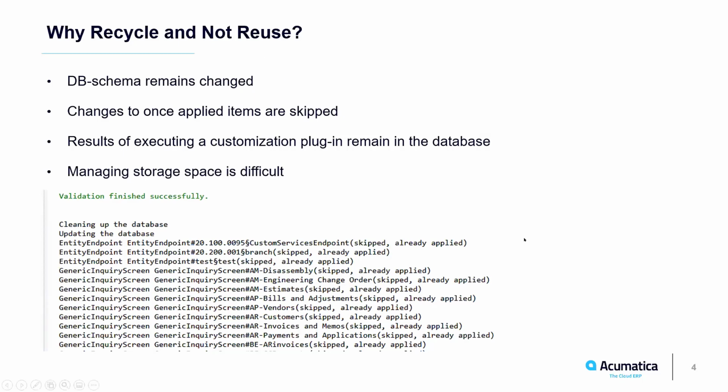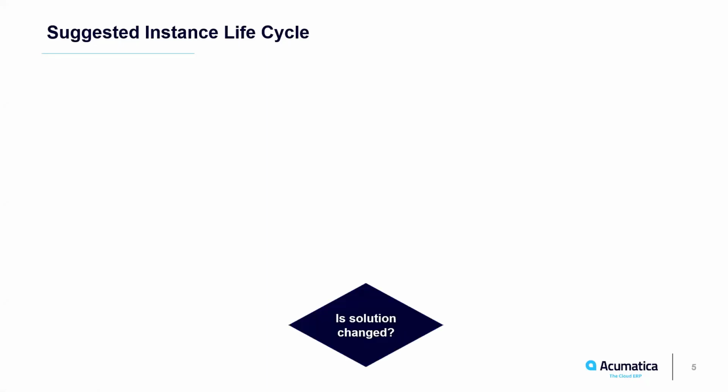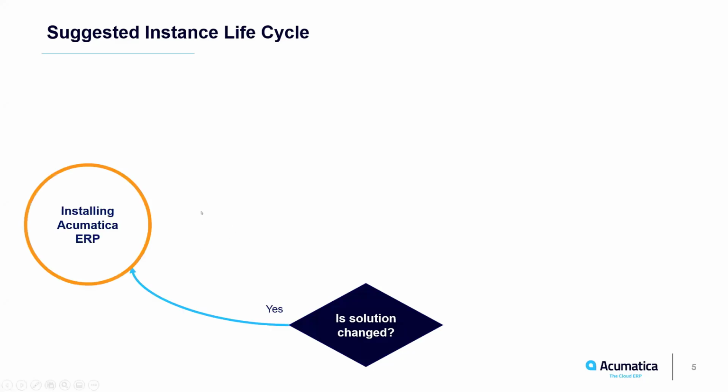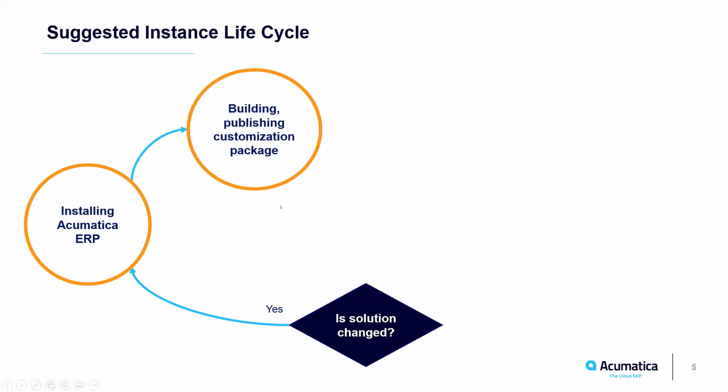So what can be done about this? I would suggest introducing a one-time use Acumatica instance into your process. Once your solution has changed and is ready for release or for testing, the Acumatica instance should be deployed with the needed data set or specific initial settings. Then your customization project can be built, if not ready yet, and published on this instance.